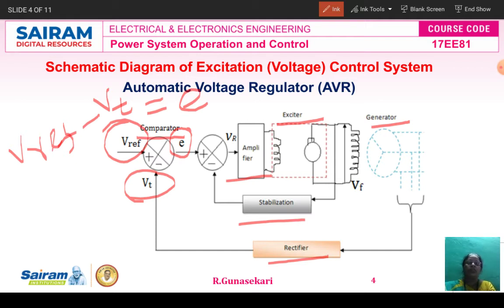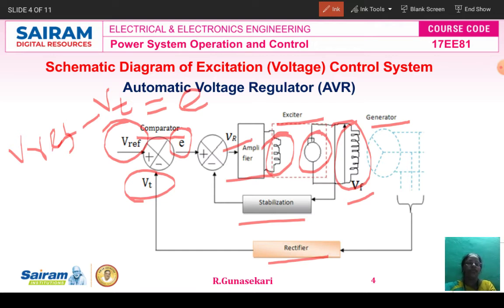Now the error voltage is applied to the amplifier. The output of the amplifier, that is the voltage VR, is applied to the exciter. This is the field winding of the exciter, and this is the armature of the exciter. Then the output of the exciter is fed to the field winding of the generator. That voltage is Vf.